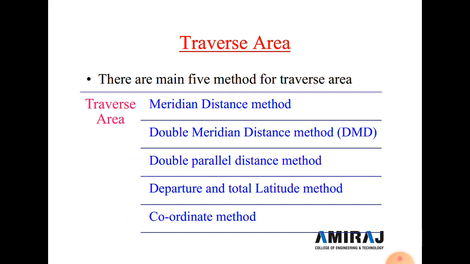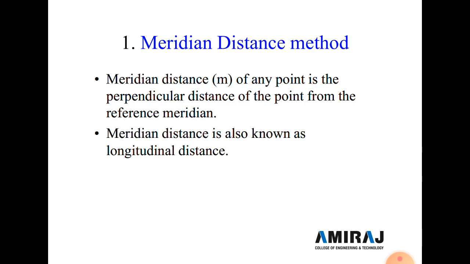In the GTU examination, this question is asked like: analyze the types or methods of the traverse area and explain any one or two in detail. It is also asked individually as a 3 marks question. So one by one we discuss. The first method is the meridian distance method, called the MDM method.